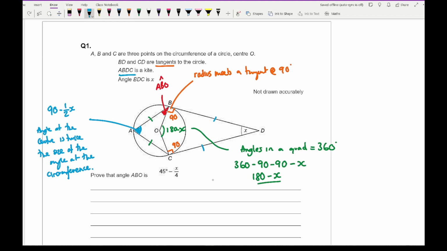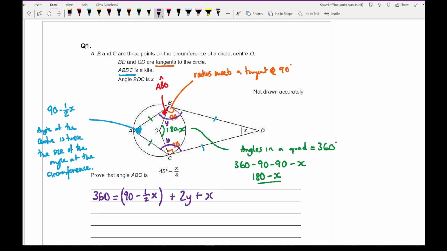Now in a kite, opposite angles are going to be equal, so from this we can work out the angles. This angle here and this angle here are going to be the same, and we know that angles inside a quadrilateral, so inside the kite, are going to equal 360. Now if I call this purple angle y, then that's going to be 360, take away 90 minus a half x, put that in brackets, minus 2y, minus x.